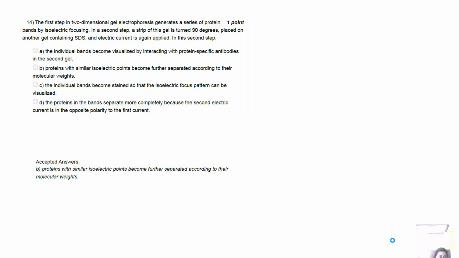So the first option, the individual bands become visualized by interacting with protein-specific antibodies in the second gel, is basically what happens in Western blot, not in 2D electrophoresis. The second option is correct, as we discussed. The third option, the individual bands become stained: staining with Coomassie or silver happens after electrophoresis is complete, not during the second step. On opposite polarity current, the polarity is not reversed. The separation mechanism simply changes from charge based to size based.